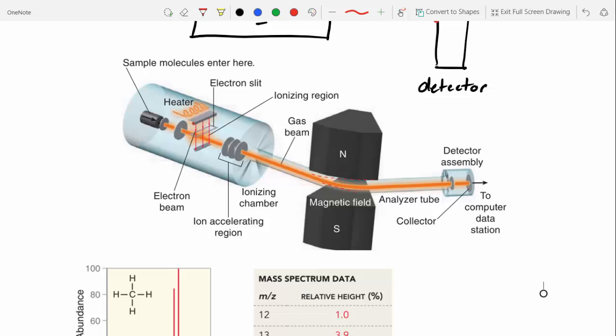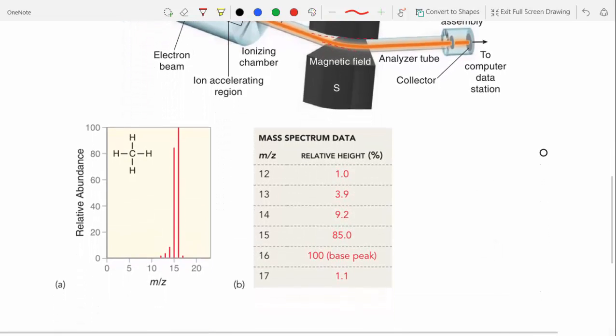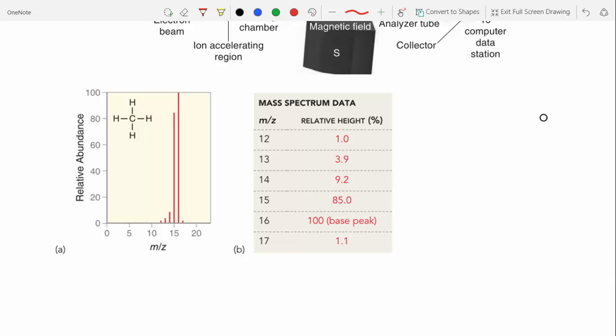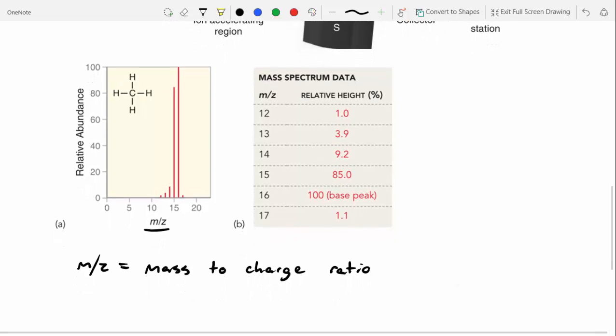So let's just use this simple example, and let's take a look at what mass spec data actually looks like after the computer spits it out. Let's say I inject methane into my mass spec. If you look at the bottom, it has something called the M/Z, which is equal to your mass to charge ratio. Not ration, ratio.